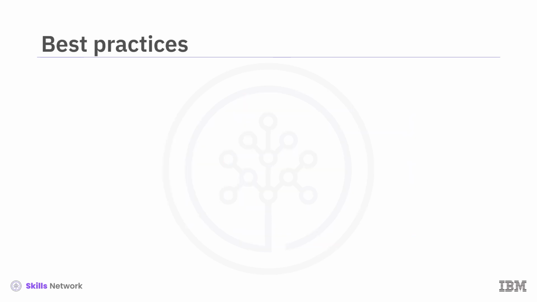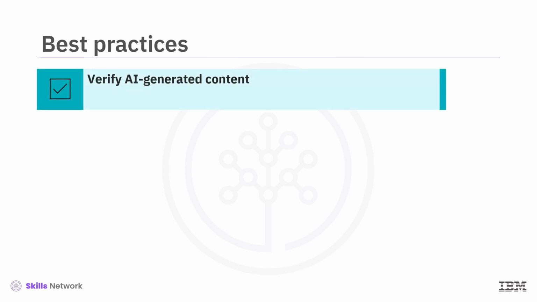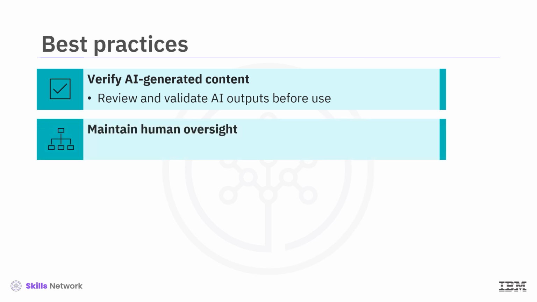To use AI effectively in education, it's important to follow a few best practices. First, always verify AI-generated content before using it. While AI can be a great tool, it's essential to review and refine its outputs to ensure accuracy and relevance. Next, maintain human oversight. AI can support the learning process, but educators should always have the final say in decision-making, a key principle we discussed when exploring AI tools for education.